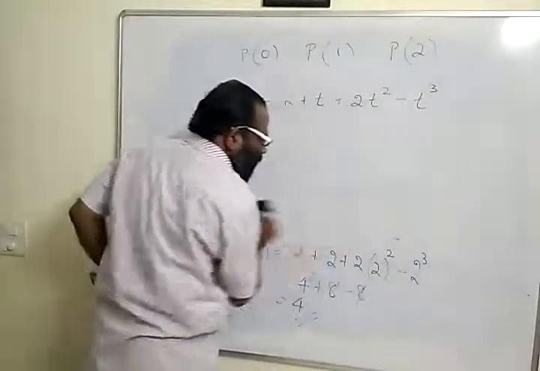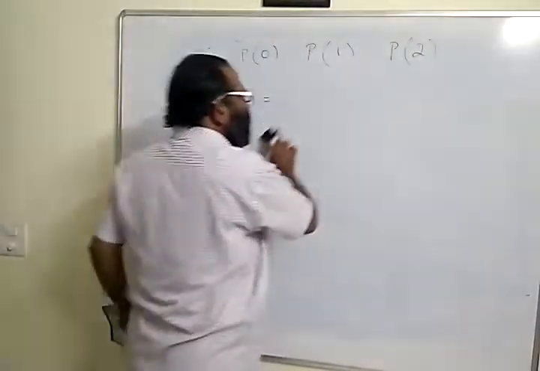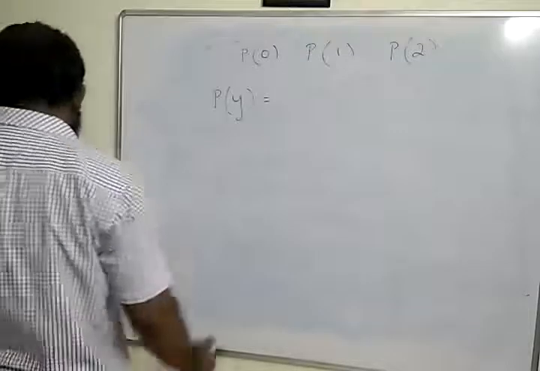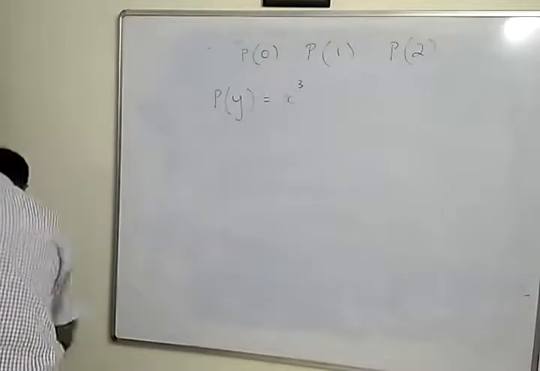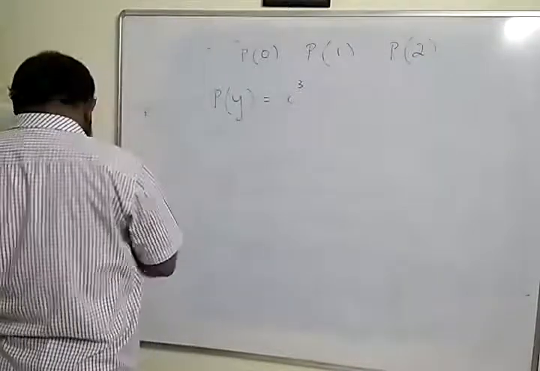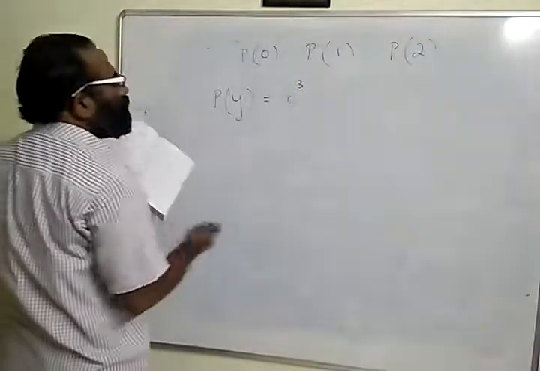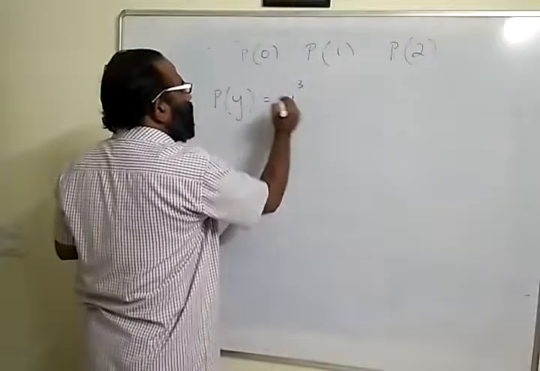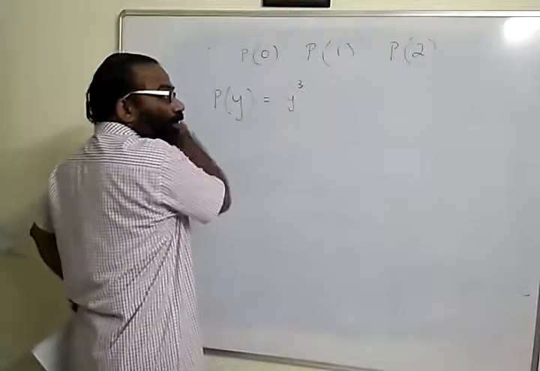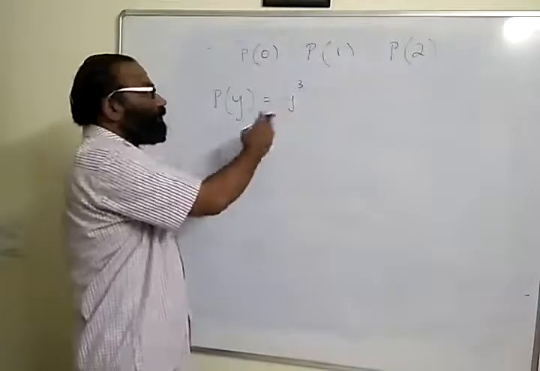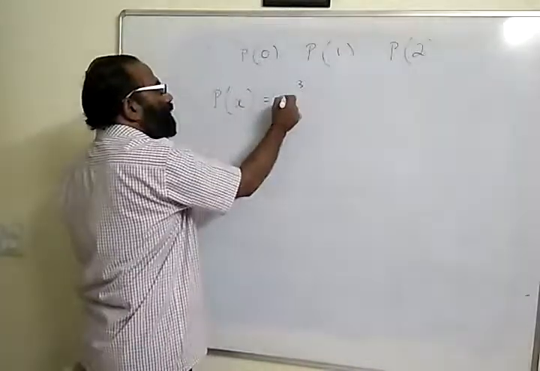Now let's go on to the next polynomial. These are very easy ones. It is just a question of substituting the value of x that is given. So p of x is equal to x cube is the next question. Sorry, y cube. So in the last question I had put p of y and I had put a t. So that would be p of t is equal to t cube. So here it is p of x is equal to x cube.